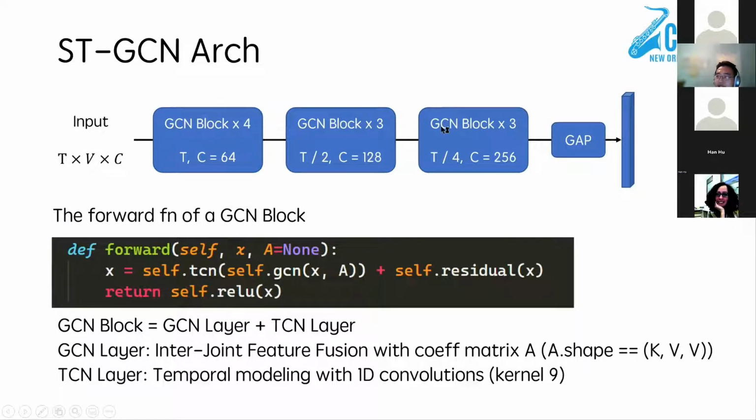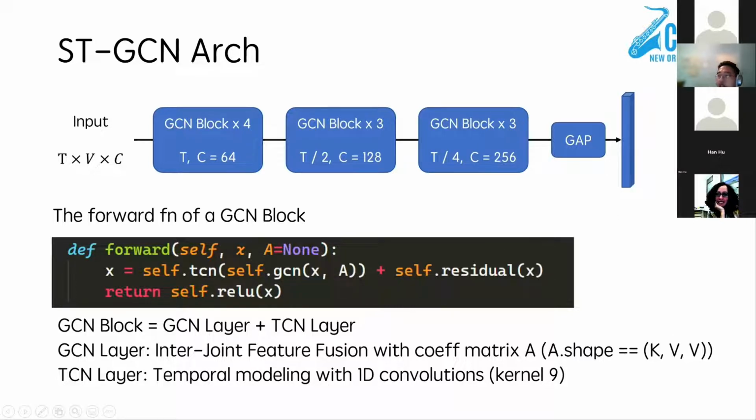As the network goes deeper, the channel dimension expands while the temporal dimension shrinks. Each GCN block has a GCN layer and a TCN layer. A GCN layer performs interjoint feature fusion within each single skeleton with a coefficient matrix A, while a TCN layer performs temporal modeling with 1D convolutions for each single joint track.